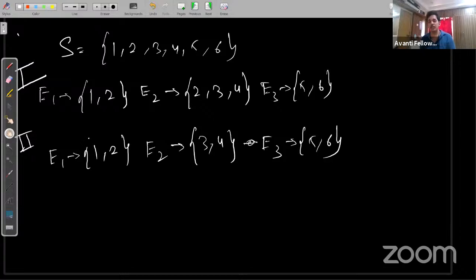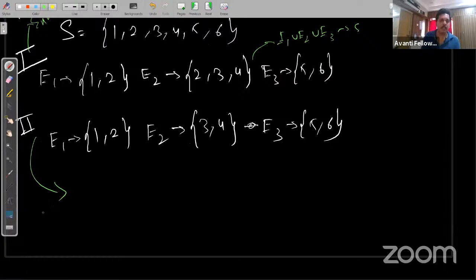It is not exclusive. Why is it not exclusive? Because E1 intersection E2 gives one common element, which is 2. So it is not exclusive, right? Is it exhaustive? Yeah, obviously, because if I do E1 union E2 union E3, I'm getting the sample space. So the first one is exhaustive. Now can anyone tell me about my second set of events? Is it exclusive or exhaustive?